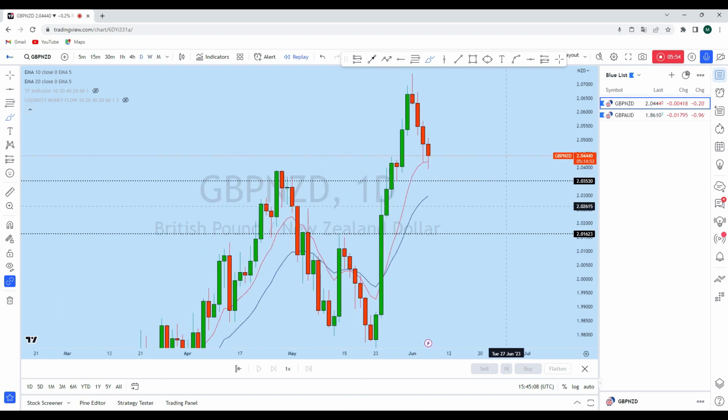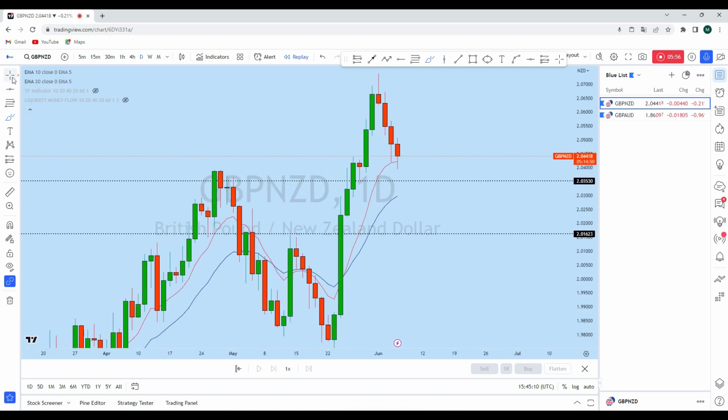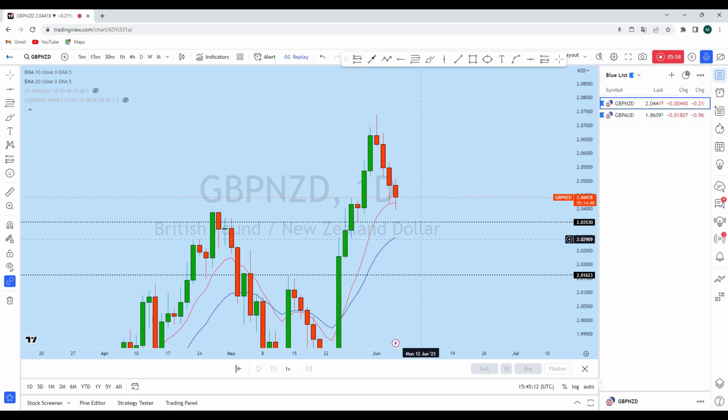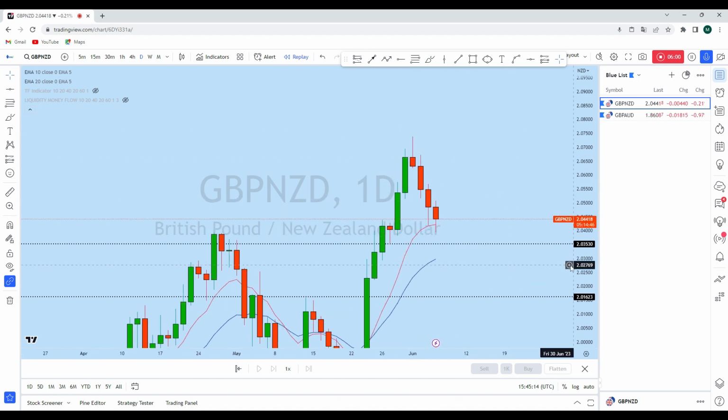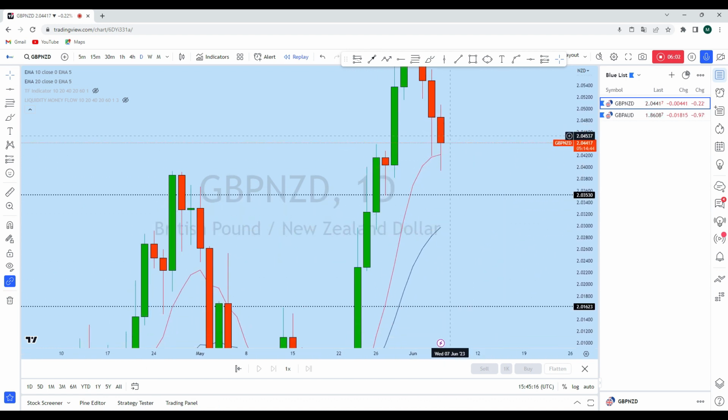Now if we look at the daily on GBPNZD, back to back 4 days of drop including today, and I think this market may continue to drop, and it might come back to even the daily 20 EMA. So there is still a high probability for this price to drop.